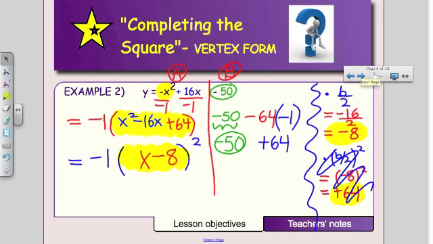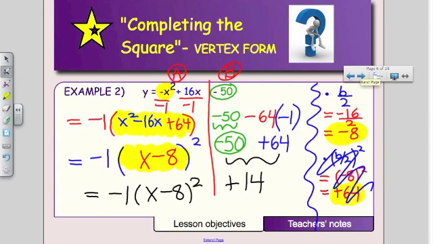Very last thing I have to do is just combine the members of your team. So negative 50 plus 64 is going to give me a positive 14. And this is going to stay the same. So I have -1 (x minus 8) squared plus 14.